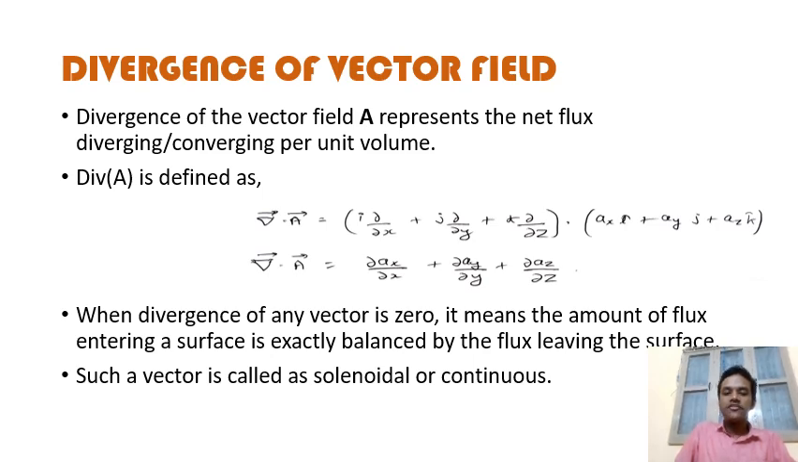Divergence of a vector field represents the net flux diverging or converging per unit volume. It is mathematically defined as the dot product of del operator and the vector field. So it is the partial derivative of the x component of the vector field, plus the partial derivative of the y component of the vector field, plus the partial derivative of the z component of the vector field. When divergence of any vector is zero, it means the amount of flux entering a surface is exactly balanced by the flux leaving the surface. Such a vector is called solenoidal or continuous.